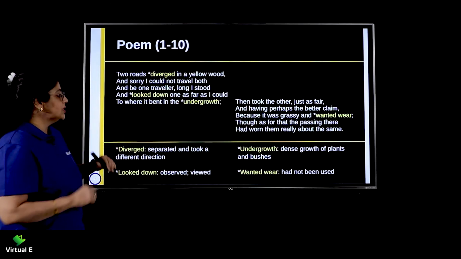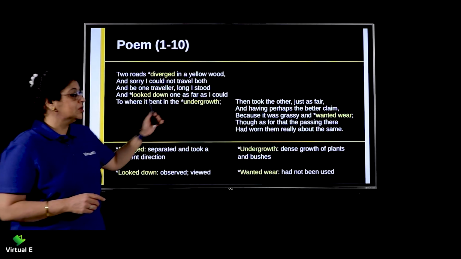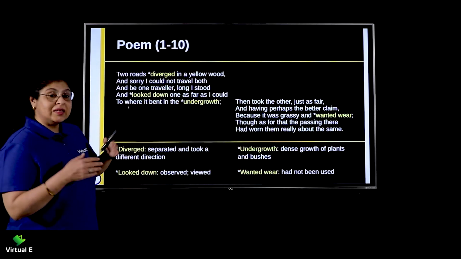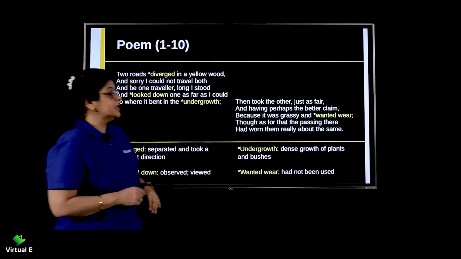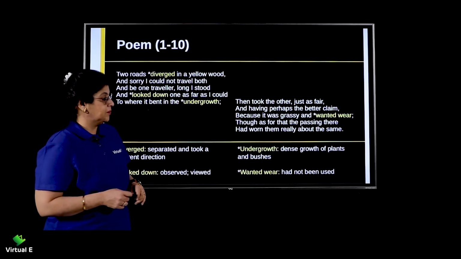So I looked down, to where it bent in the undergrowth. Undergrowth are the dense growth of plants and bushes. It bent again in the undergrowth. Then took the other, just as fair and having perhaps the better claim.